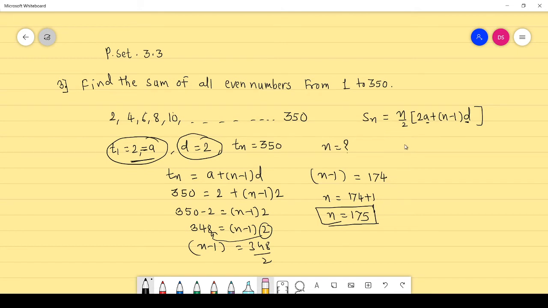Now you can find Sn. So Sn will be equal to what?